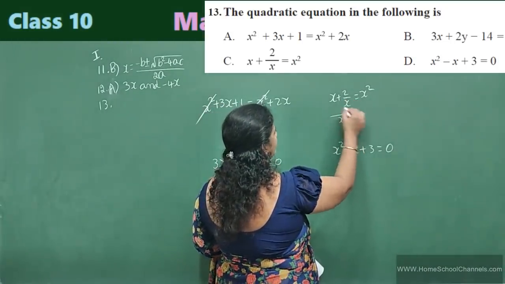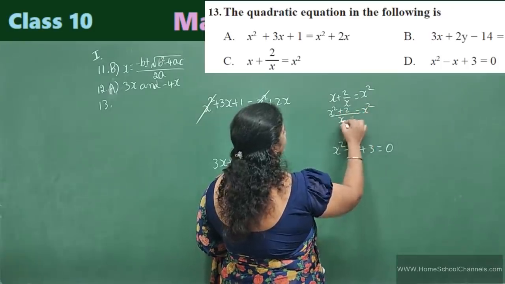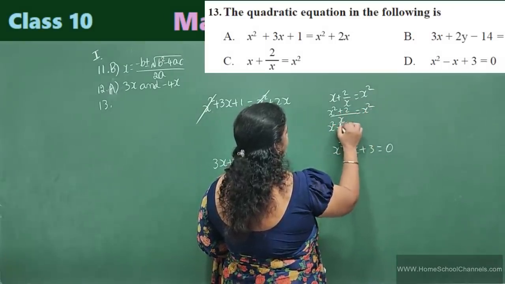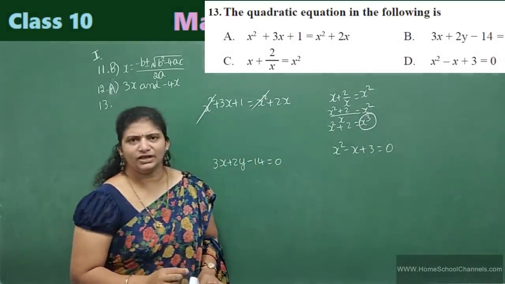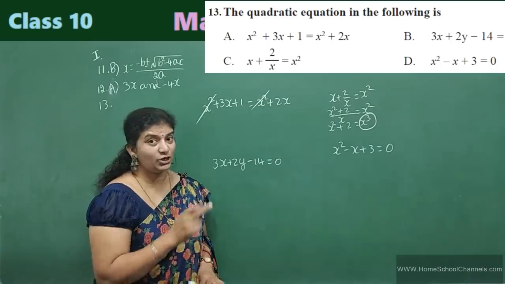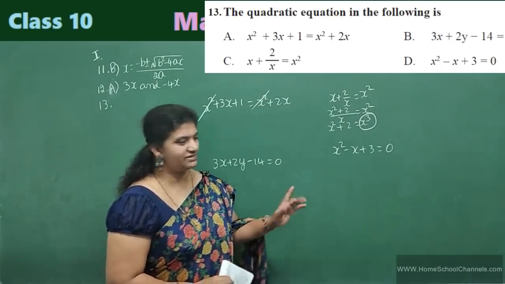Do LCM. x into x, x square plus 2 is equal to... then send this other side. x square plus 2 is equal to x cube. By seeing this again, do you say quadratic? No, it is a cubic. So let's go to the last option. I think this is the answer.